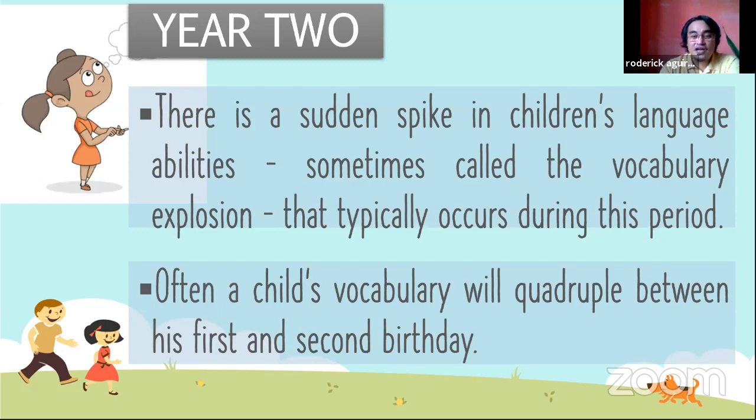Next, often a child's vocabulary will quadruple between his first and second birthday. Magiging madaldal ang mga bata dito. Kaya lang, ang mga bata na exposed to many languages without consistency, para silang na-check. Yung ganun po. Why? Because there's no consistency of their exposure to the language. If it's been only consistent, then they would know what kind of language they're.